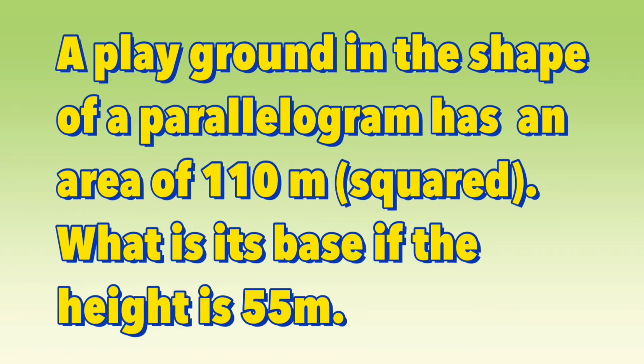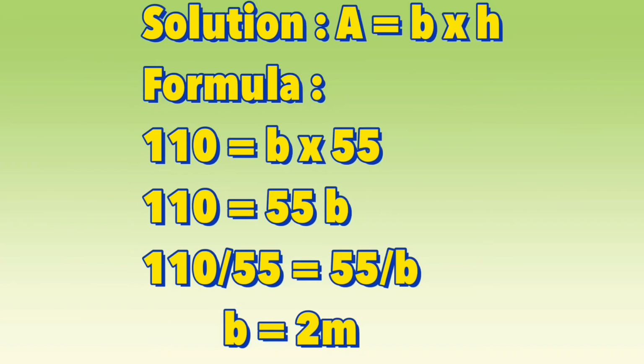Solution: again, we will use the formula of a parallelogram. Area equals base times height. Then we have to substitute. The given area is 110 equals the base times the given height, 55. Then we have to multiply it. B times 55 equals 55B, and the area, which is 110, we just bring down or copy.